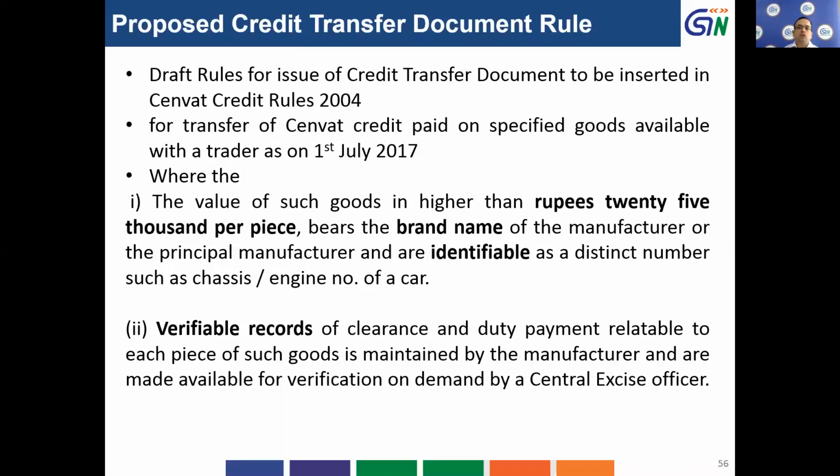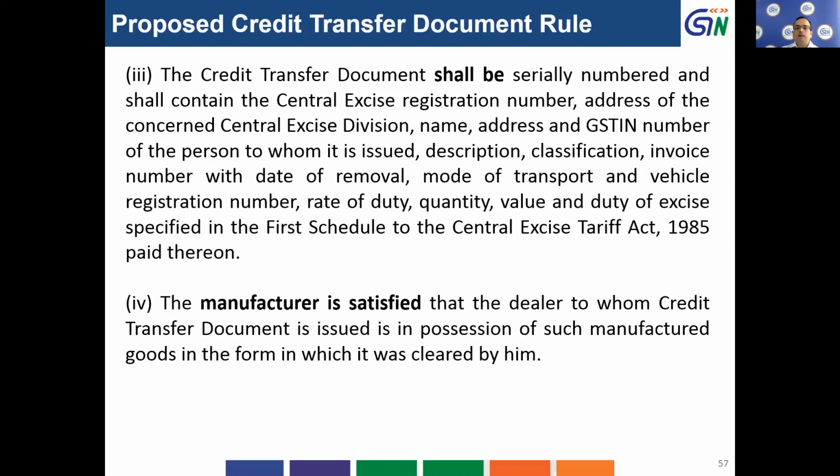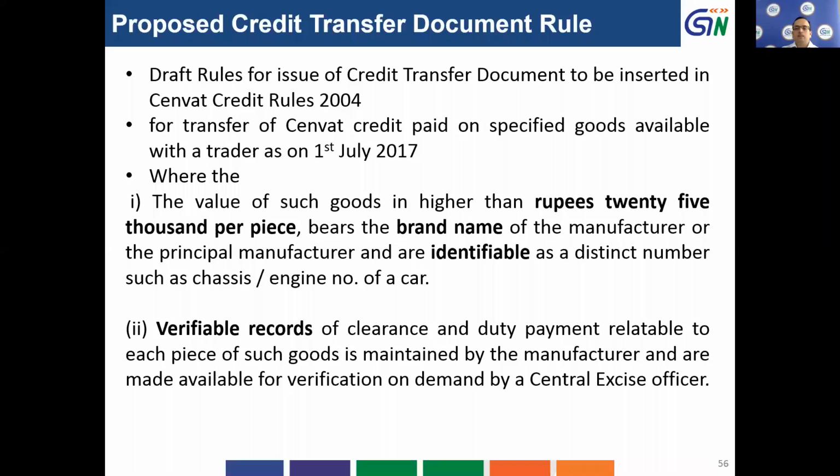The draft rules for issue of credit transfer document will be inserted in the Cenvat Credit Rules 2004 of the Central Excise Rules, for transfer of credit paid on specified goods with a trader as on 1st July. The draft provision says that where the value of such goods is higher than rupees 25,000 per piece and bears the brand name and is easily identifiable, or it is verifiable from the records of clearance or duty payment relatable to each piece of such goods, and it is maintained by the manufacturer and trader, then he will be entitled to credit on the basis of such credit transfer document.